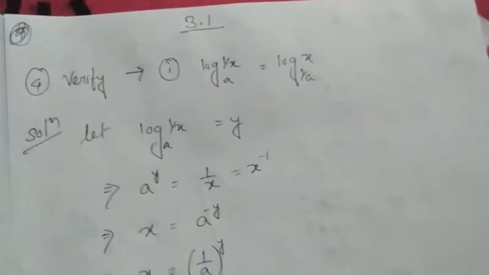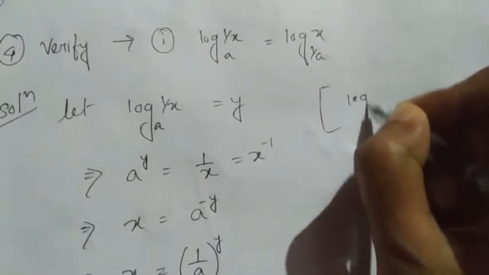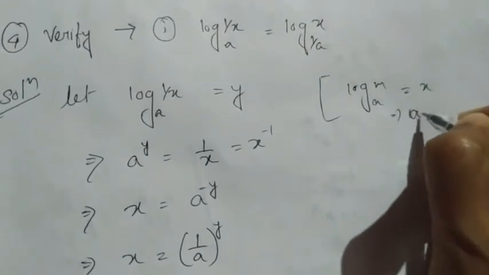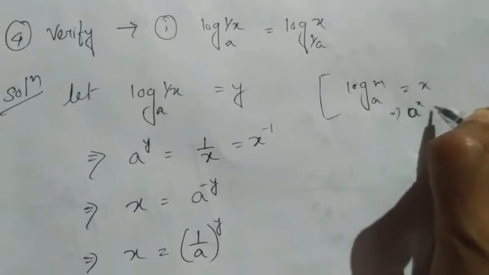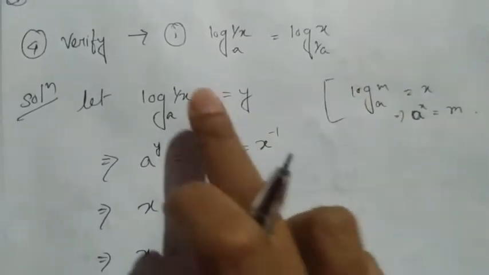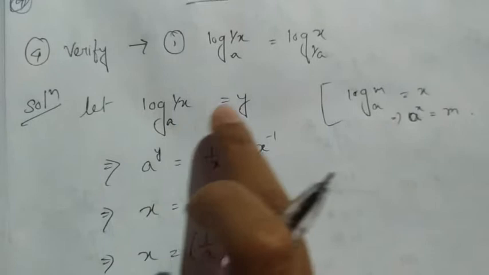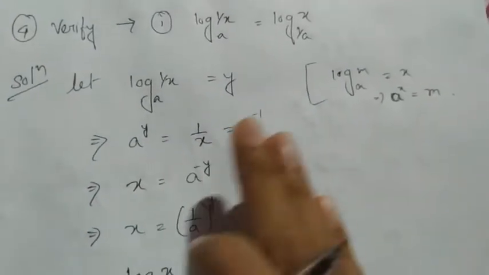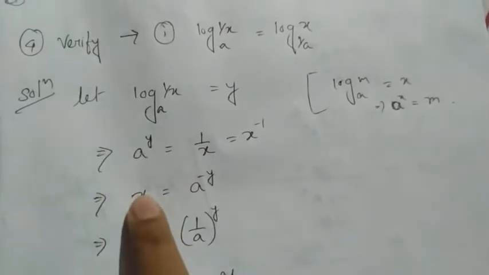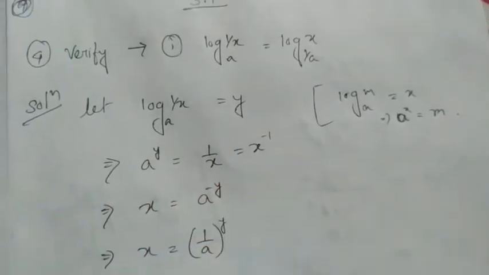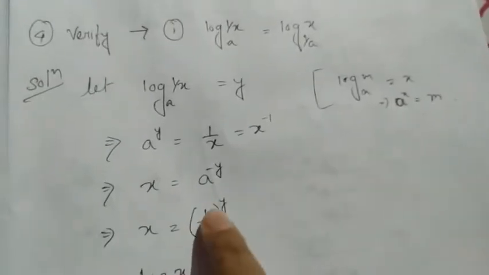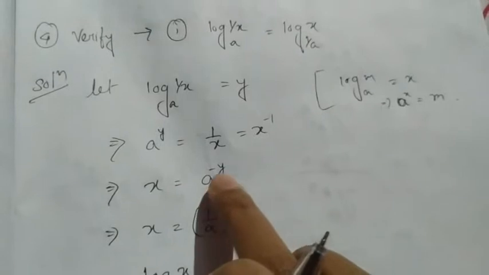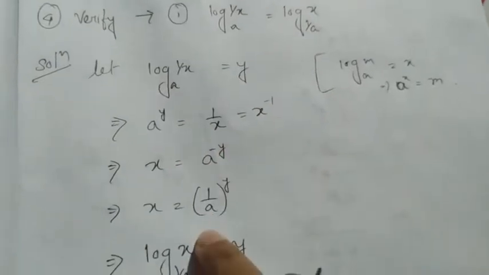The formula: since log m to the base a equals x implies a to the power x equals m. So your m is your 1/x here, and a to the power y is equal to 1/x, so x to the power minus 1. Now x to the power minus 1 equals a to the power y, so x will be equal to a to the power minus y. That means 1 by a to the power y means a to the power minus 1 into y. So a to the power minus 1 means 1 by a to the power y.